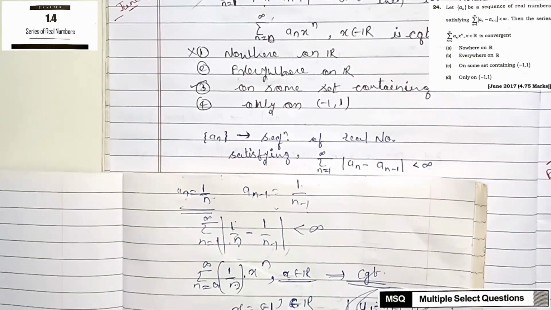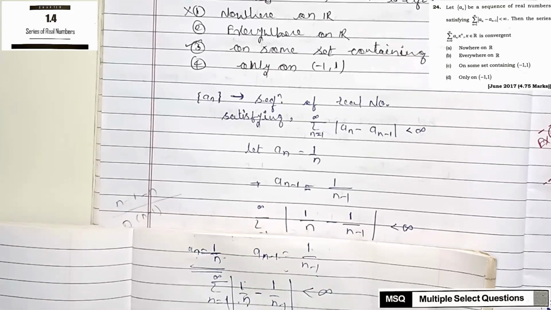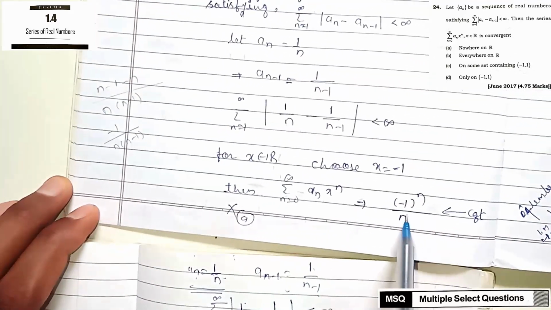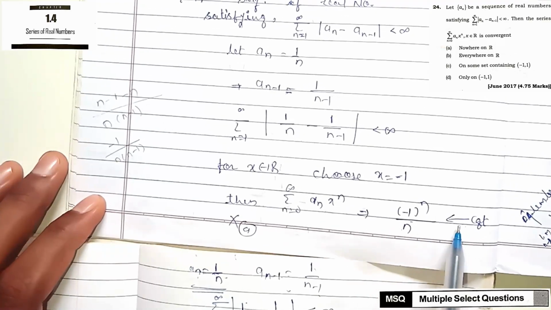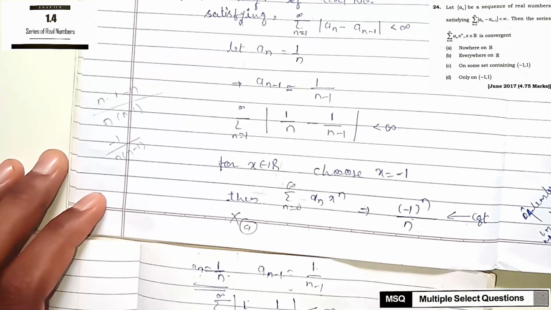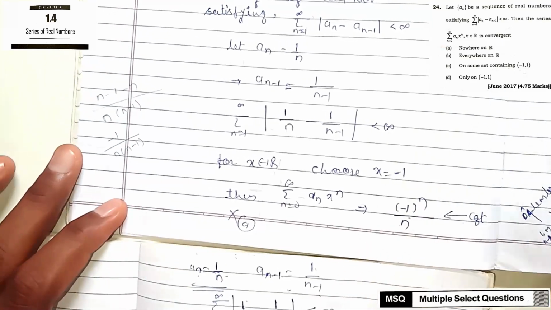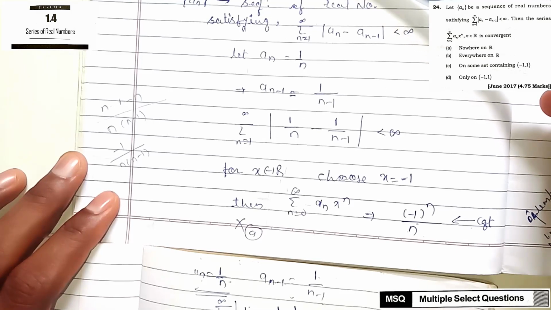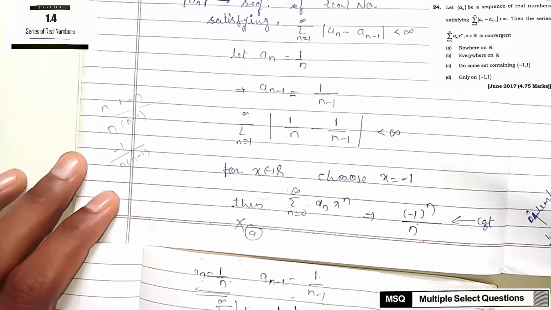So for your better understanding, you may see my solution for the first option. Option A, (-1)^n upon n, is convergent by using the Leibniz test for alternating convergent series. So option A is discarded. But option B says that it is convergent everywhere on R.